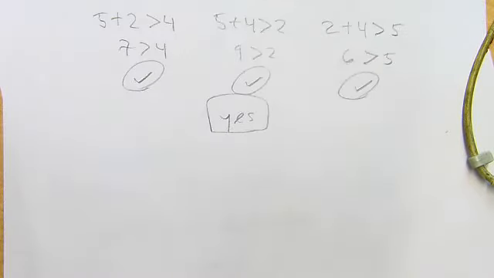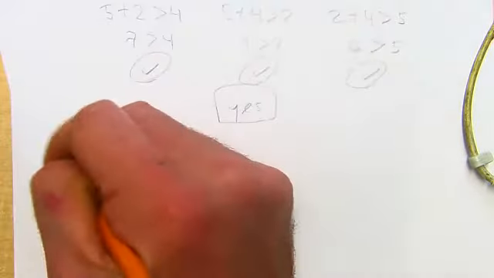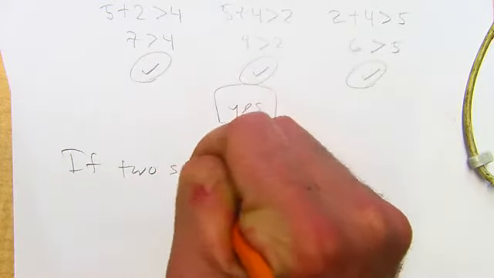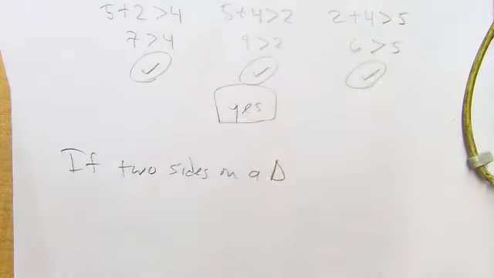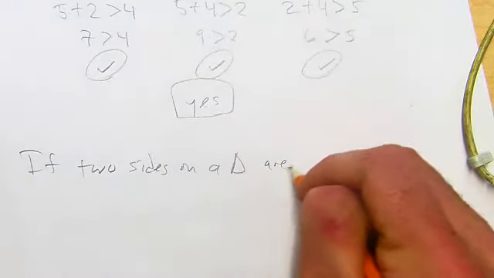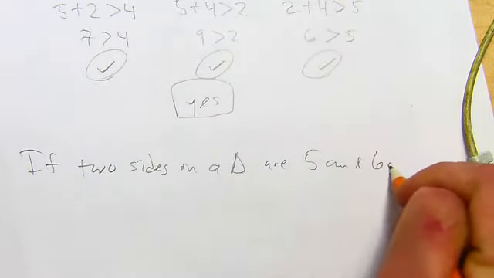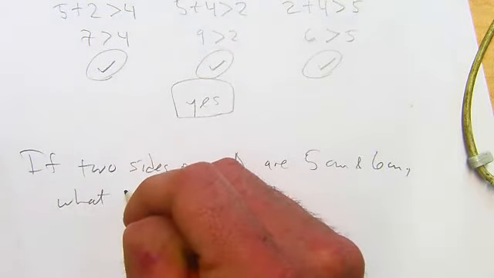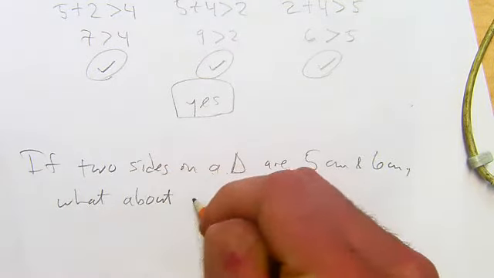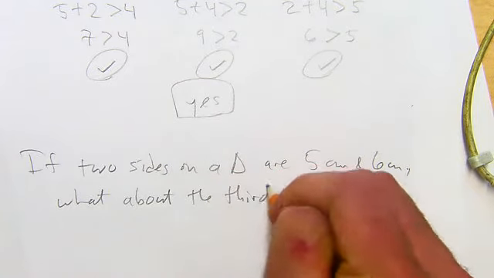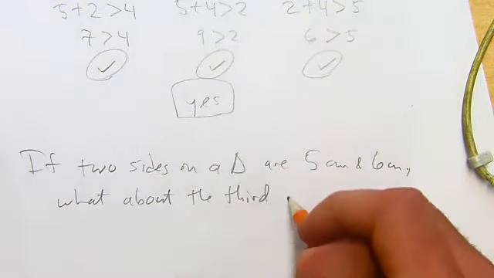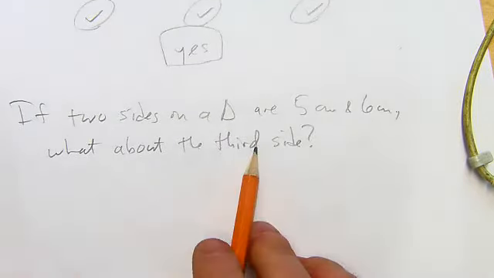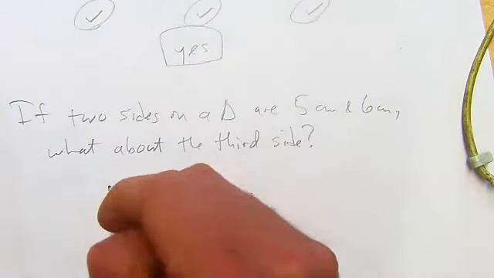Okay, the other thing you're going to run into is this thing of if you have two sides on a triangle that are 5 and 6, it'll say something like, what do you know about the third side? Or it'll be worded something like, what's the range of possible lengths for the third side? So how long could that third side be? The longest and shortest. So we'll call it third side X.